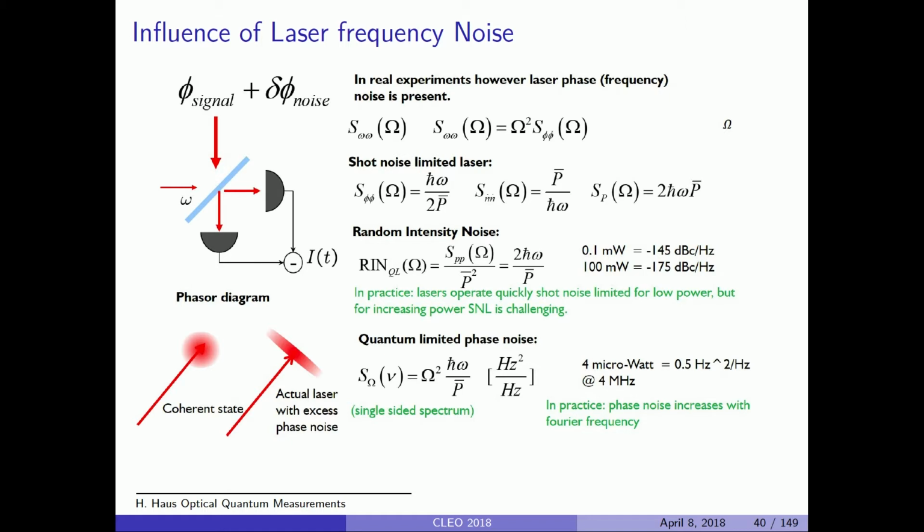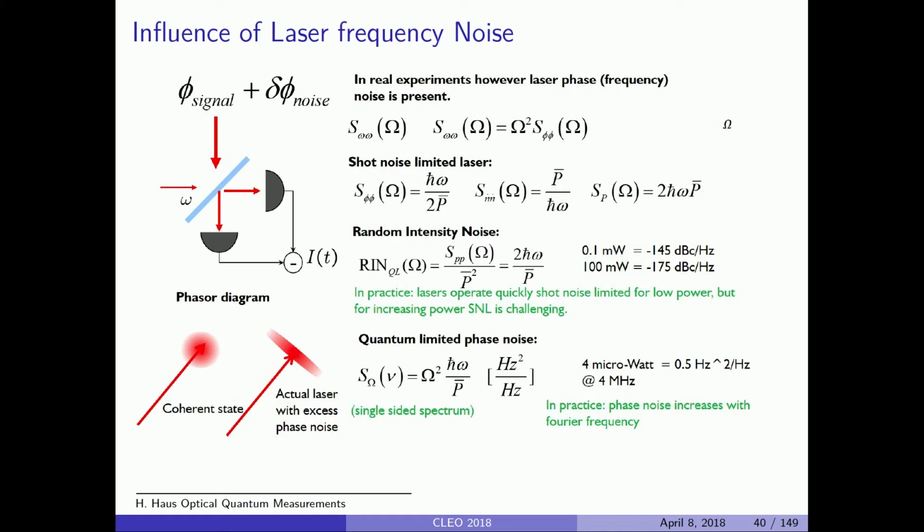And this already tells you something quite interesting. It's very easy to make a laser shot noise limited. All you do is take a laser, even if it has classical noise, and attenuate it until it's very, very weak. When P is very small, you will always end up with a quantum noise limited laser. You can make the classical noise always disappear.